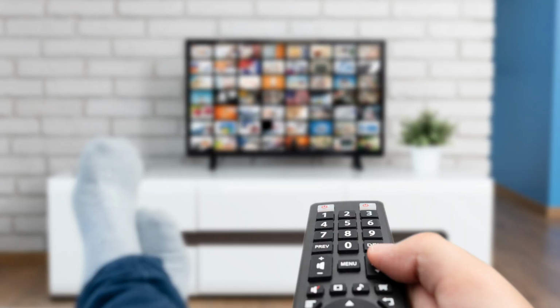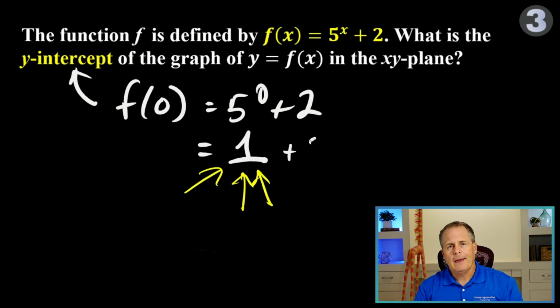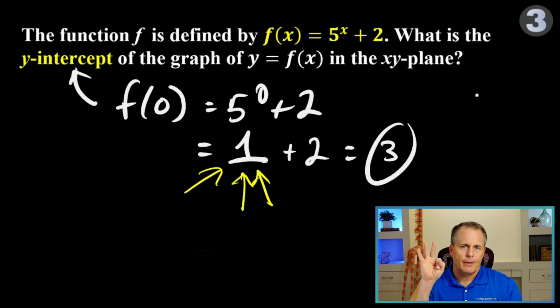Now back to our originally scheduled program. Because 5 to the 0 power is 1, we get 1 plus 2 for 3. By the way, if you know what 0 to the 0 power is, which is not on the SAT, by the way, please add the answer in the comments below.